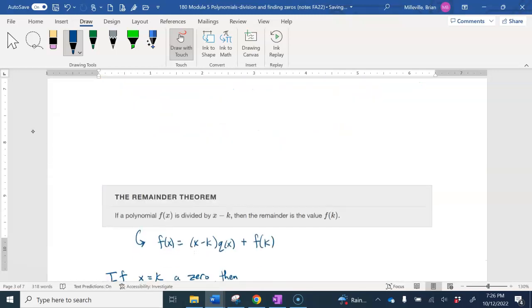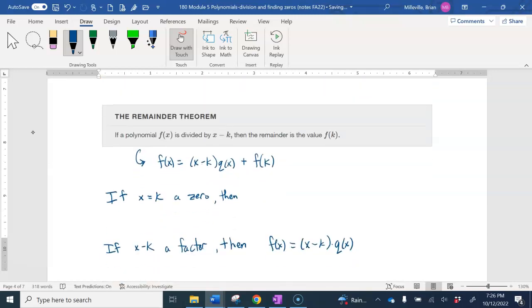Okay, moving on. I want to talk just a little bit about the remainder theorem and how that implies the factor theorem. So what this is saying is if you take the function f of x, the polynomial function, and you divide it by x minus a number, then you're going to end up with your quotient polynomial plus the remainder divided by x minus k.